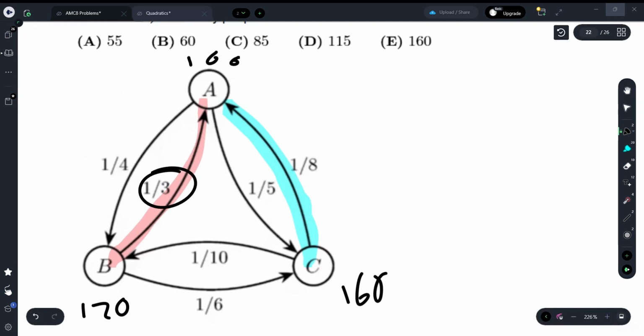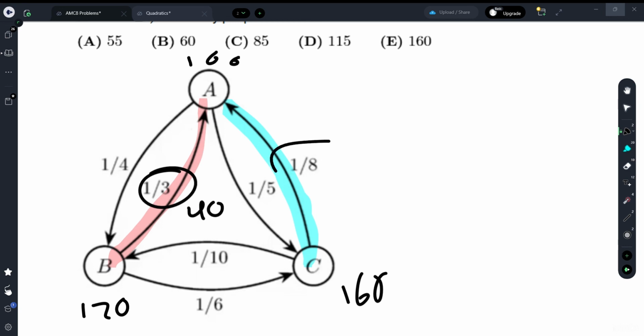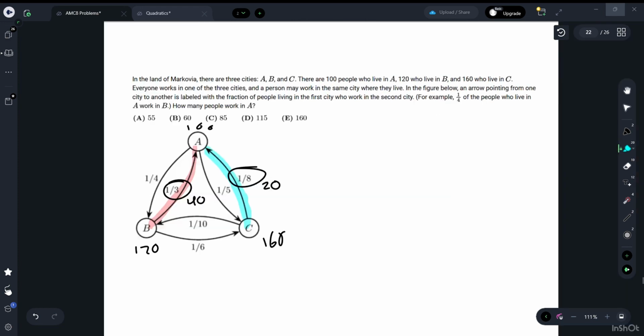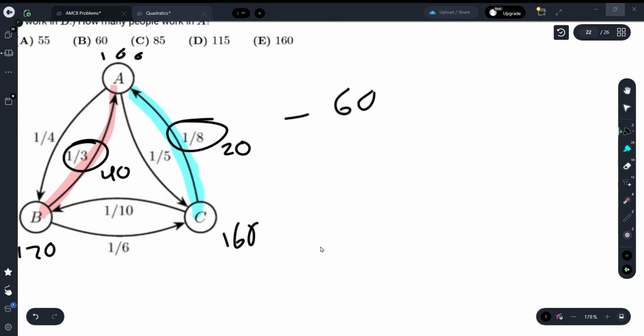So this means 1/3 of the 120 people who live in city B come to work at city A. So 1/3 of 120 is 40, and this blue arrow right here is 1/8. So 1/8 represents 1/8 of the people who live in city C that come to work at city A. So 1/8 of 160 is 20. Now this right here is 60 people so far, but that's not exactly right yet.